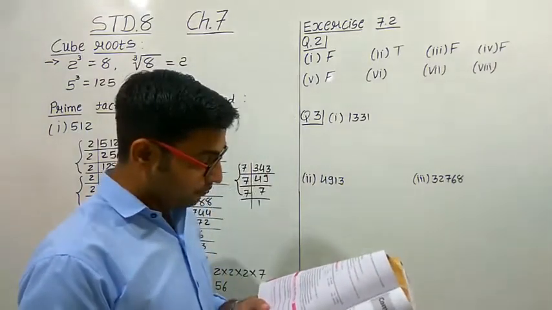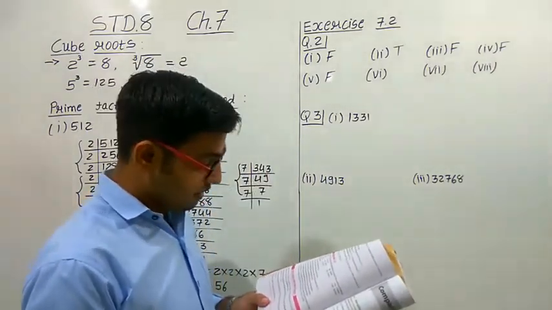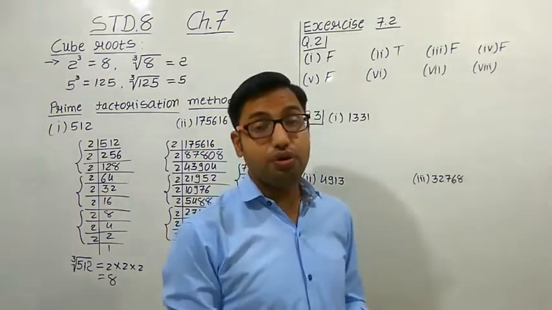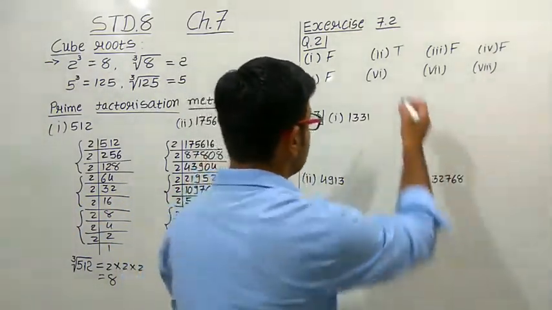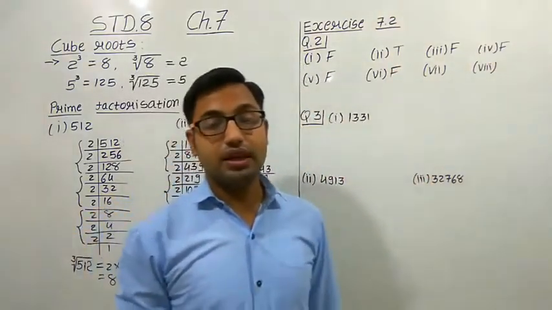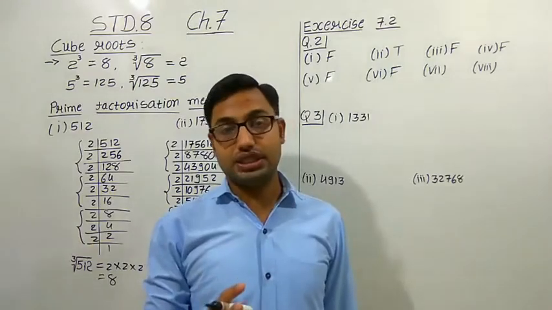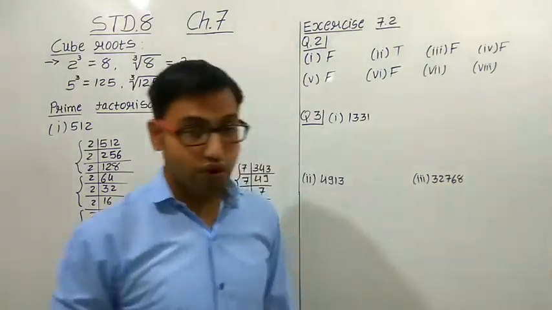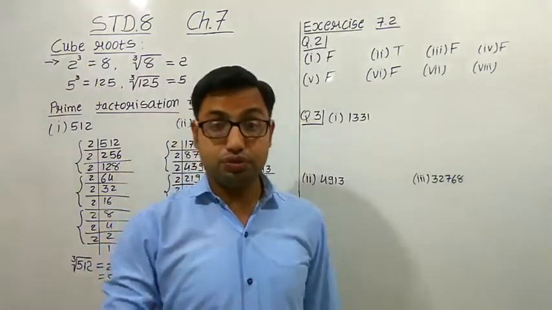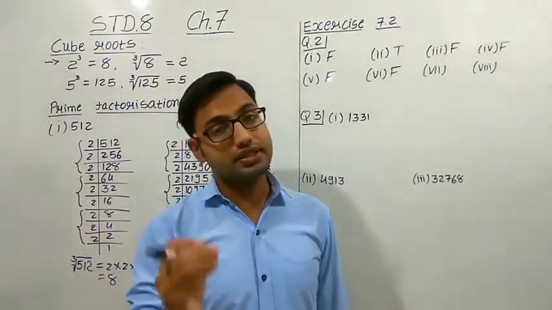Sixth one is, the cube of a 2-digit number may have 7 or more digits. This statement is again false because the cube of a 2-digit number can have a maximum of 6 digits, right? You can check the cube of 99, because the largest 2-digit number is 99.